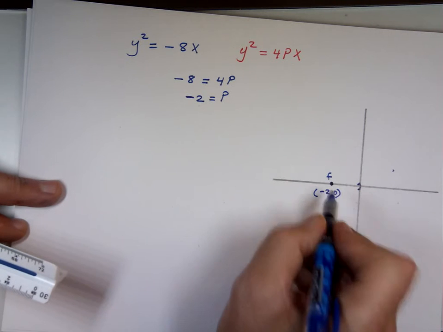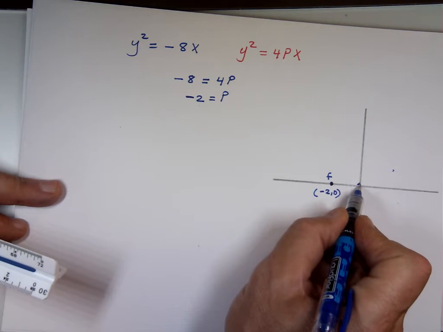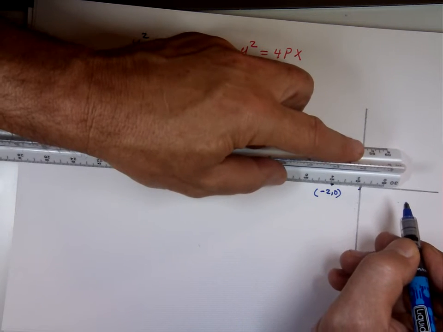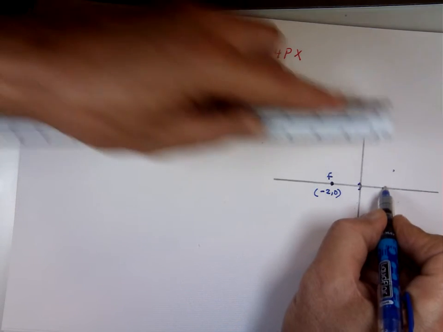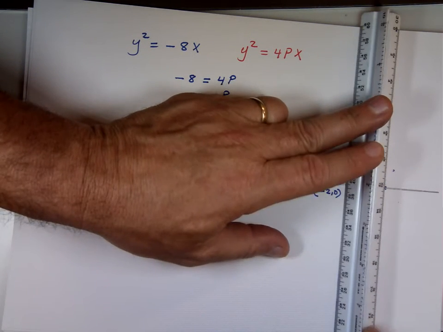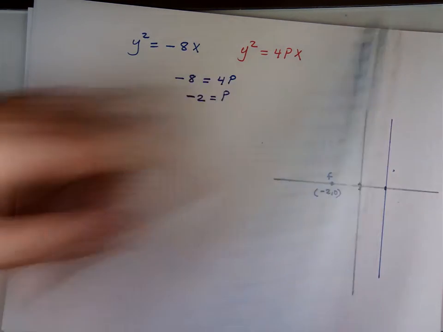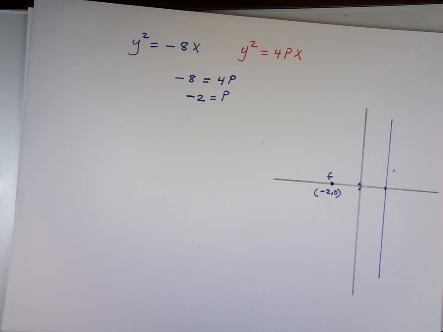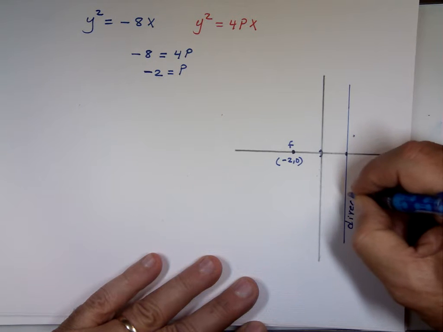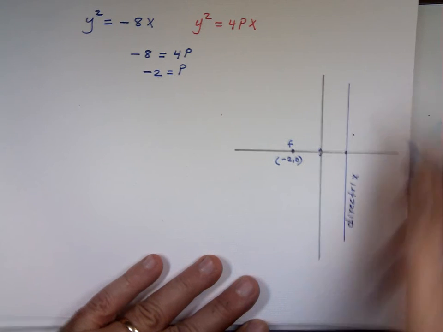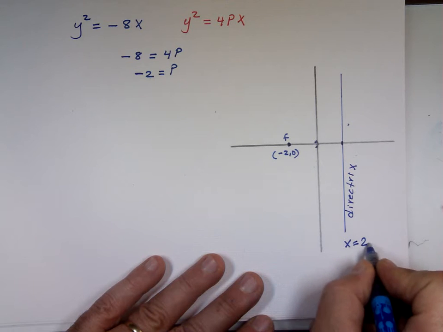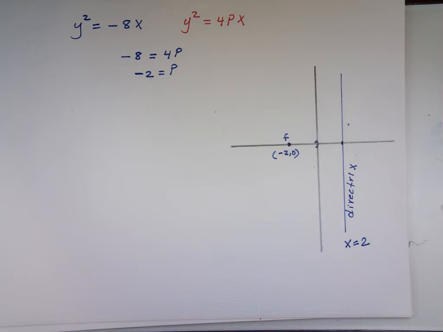If the distance from here to there is 2 units, then my directrix is going to be on the right side. And how far should it be? 2 units. So there's my directrix right here. What's the name of this equation? X equals to what? To 2. Because it's going up and down.